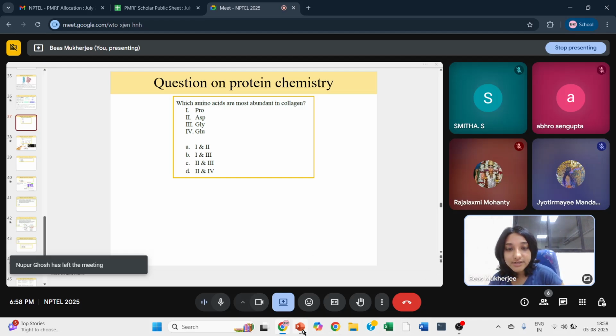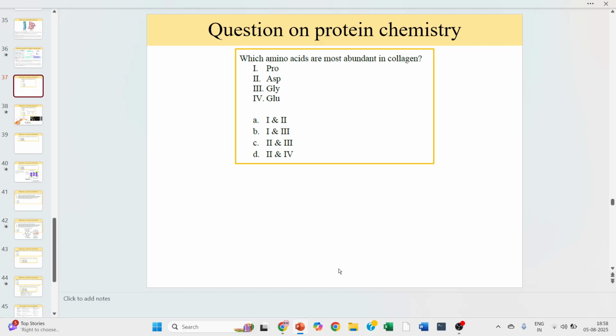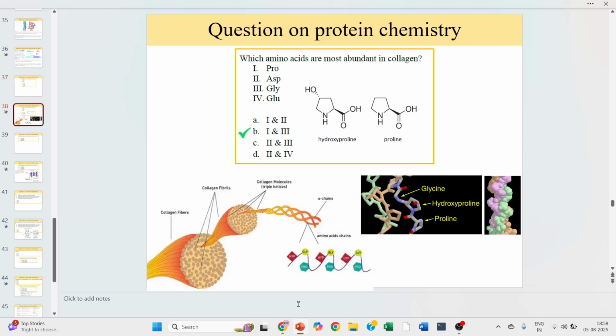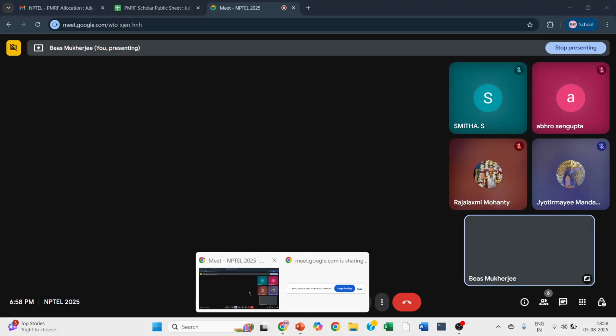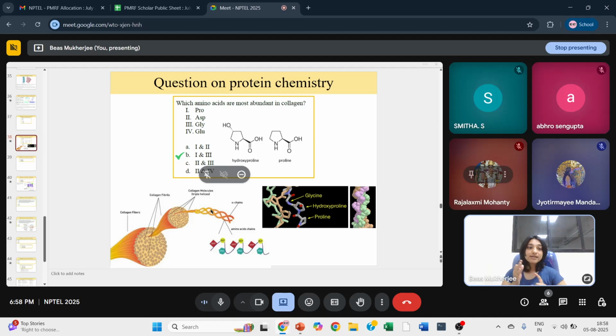Okay. Let's look at the answer. So 1 and 3 is the answer because we have glycine, proline and hydroxyproline, right? So 1 and 3, these 2 residues are there. So this is how you can see the diagram that glycine, hydroxyproline and proline are all present, and these form 3 individual polypeptides which twist together to form this structure. So this is what you can see here, right?